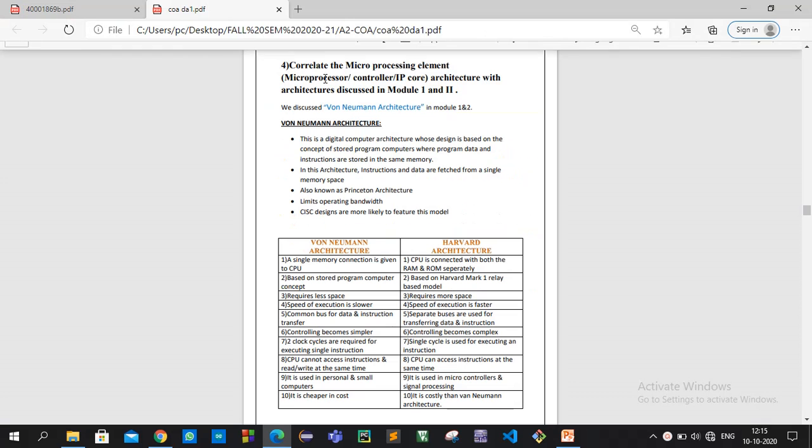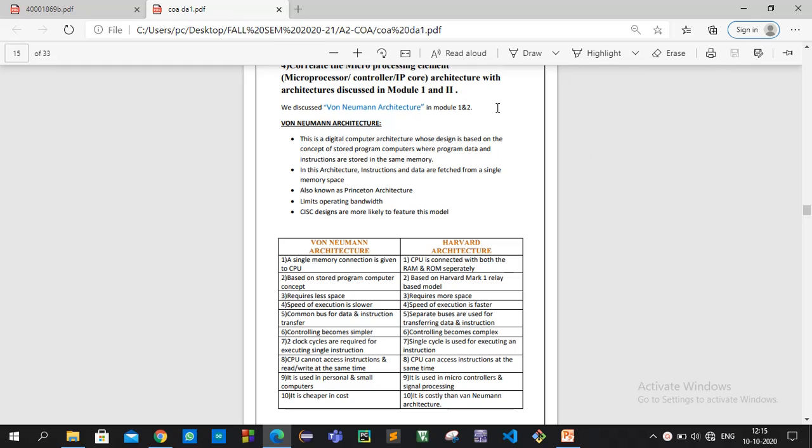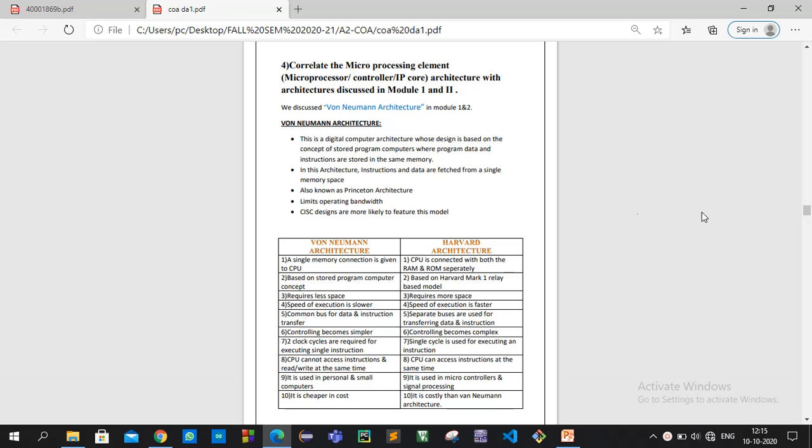Coming back to the DA, this is the fourth question, that is correlating the microprocessing element architecture with the architectures discussed. This is how I made notes on von Neumann architecture and Harvard architecture. I got the information about it from online websites. So I differentiated it with von Neumann architecture. These are all the basic differences between these two architectures.